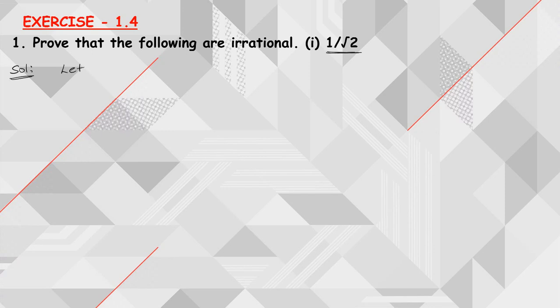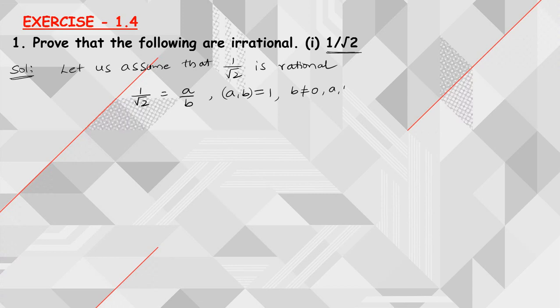Let us assume that 1 by root 2 is a rational number. Then I can write 1 by root 2 is equal to some a by b, where the GCD of a comma b is equal to 1 and b is not equal to 0 and a comma b belongs to integers.